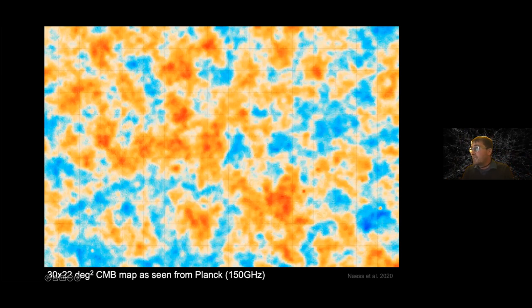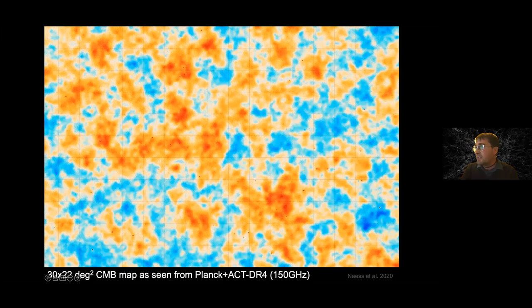Let's zoom in a little bit on this. So you can see the anisotropies at around 1 degree angular scales. And this is a patch of 30 by 22 square degrees of the CMB map, mainly from the 150 gigahertz channel of Planck. Now let's see what happens if we increase the angular resolution. This is what happens. You see, this is not your glasses that are clean. It is a real improvement. I can swap up and down: Planck, higher angular resolution.